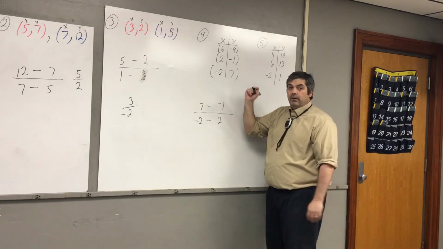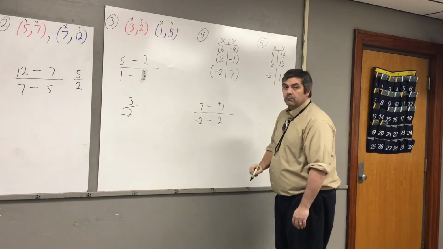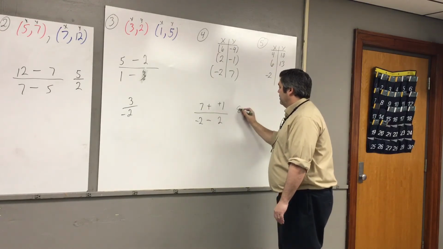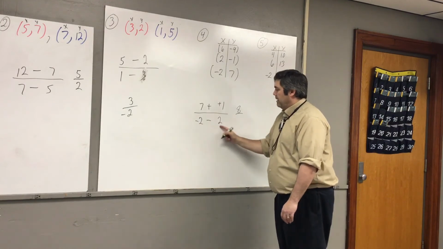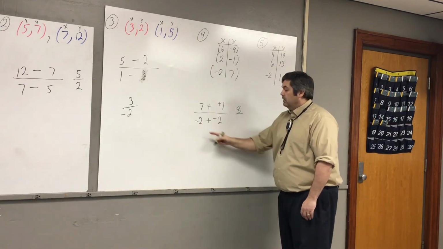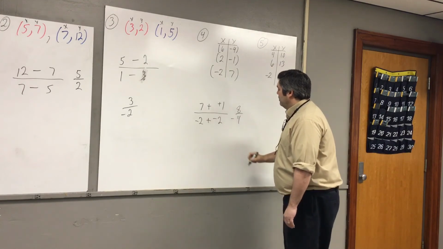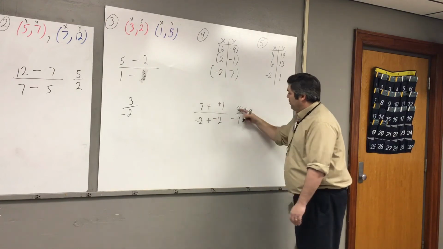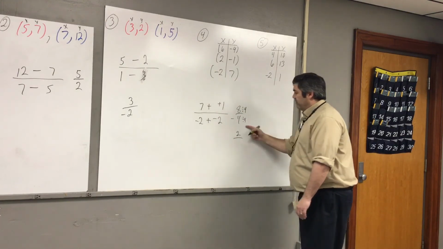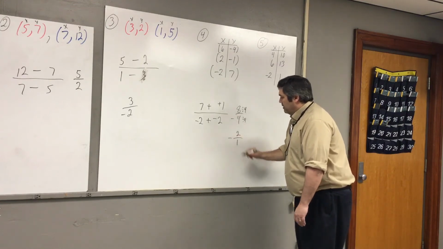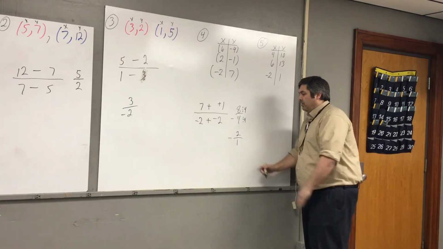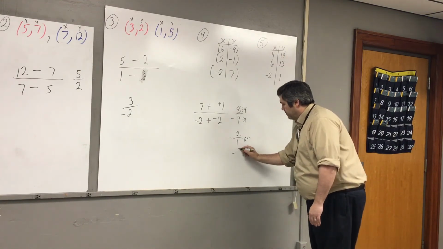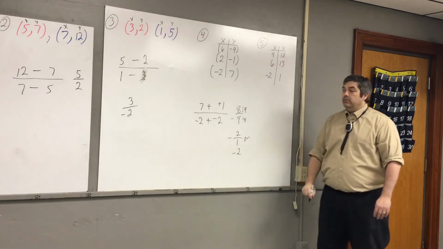Now look, once you have this, click, click. Okay, make it easy on yourself. 7 plus 1, 8. Right here, negative 2, minus 2, click, click. Negative 2 plus negative 2, negative 4. 8 over 4 reduces. Divide by 4, divide by 4. 8 divided by 4 gets me 2. 4 divided by 4 gets me 1. This is a negative. I have a negative slope, it's going downward, negative 2 over 1, or negative 2. That's all there is to that.